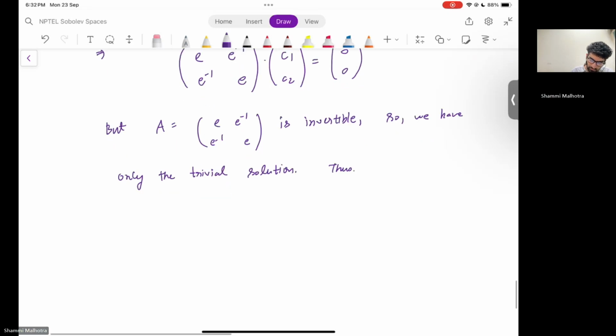Thus we have u(x) identically equal to 0. So we have a contradiction, because we want non-trivial solutions.